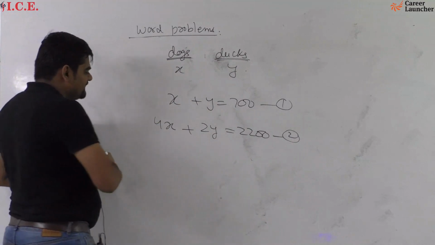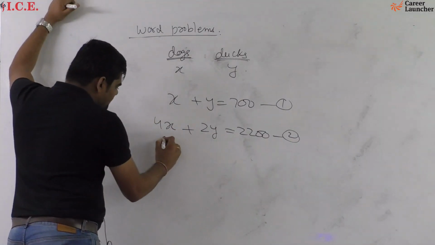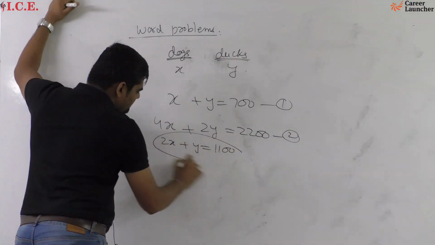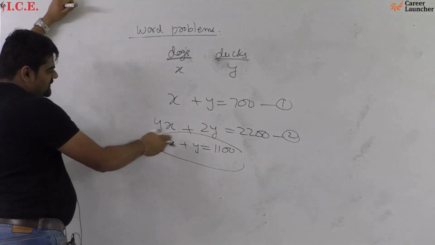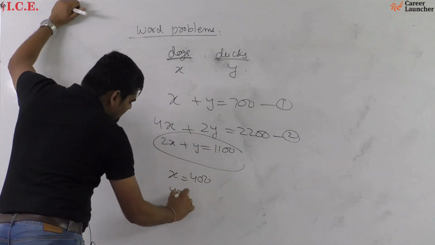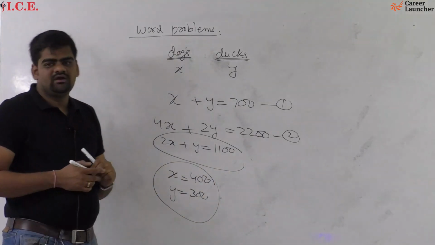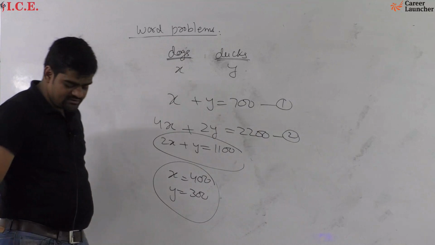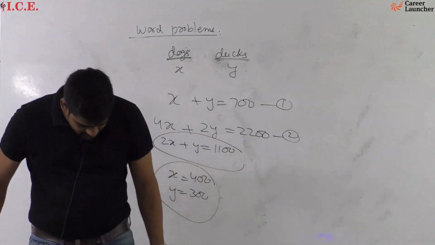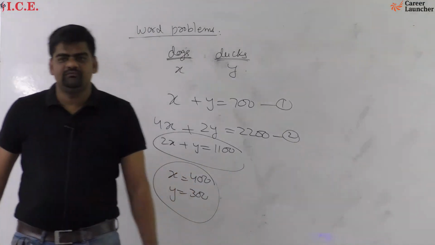If you simplify this, how much do you get? The second equation can be reduced to 2x plus y is equal to 1100, and y cancels. So x will be equal to 400 and y will be equal to 300. What is asked, x or y? It is asked x. So x is 400. Very correct. Sai, you are right.